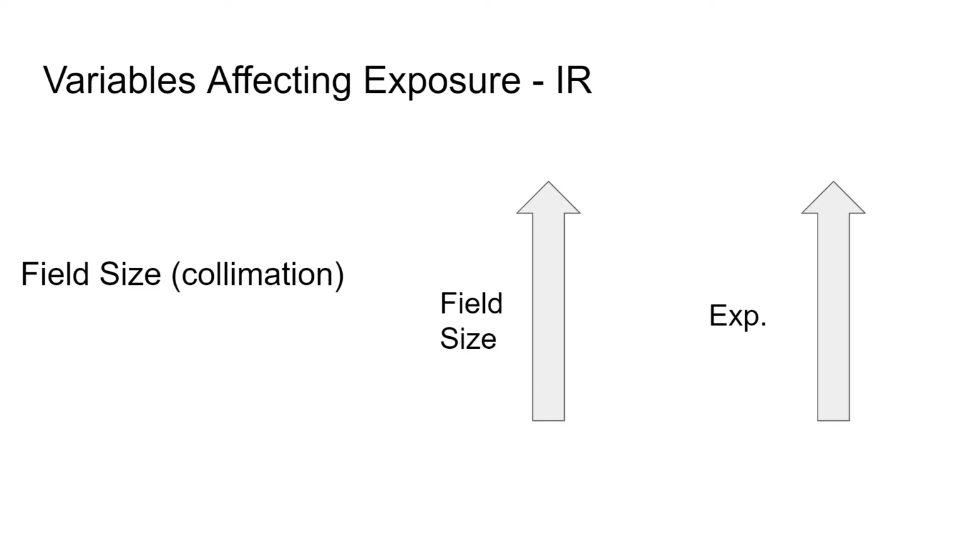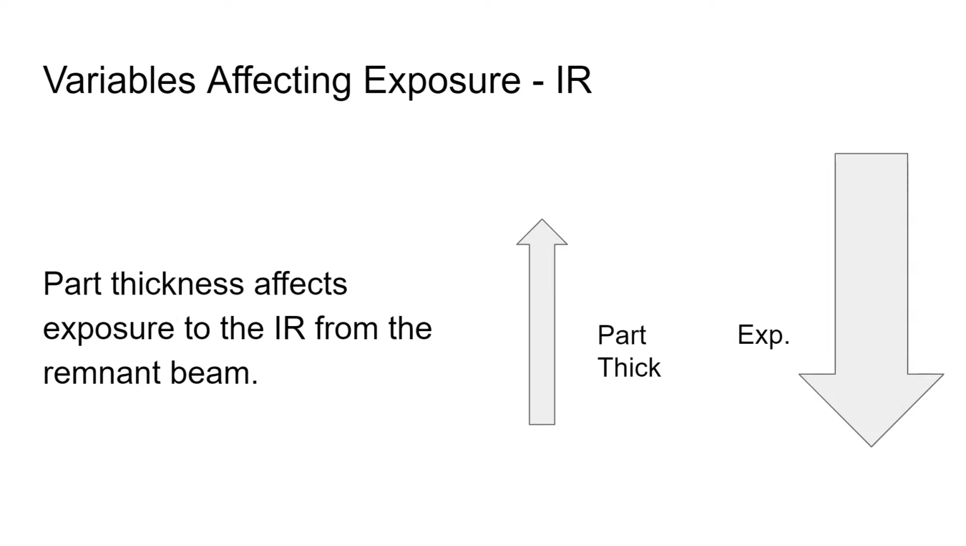That's why we should usually do the opposite. Collimate more, meaning field size smaller, meaning reduction of scatter, and then if we do that, then exposure goes down to the patient and to the image receptor. Good? Okay. Variables affecting exposure, like part thickness.